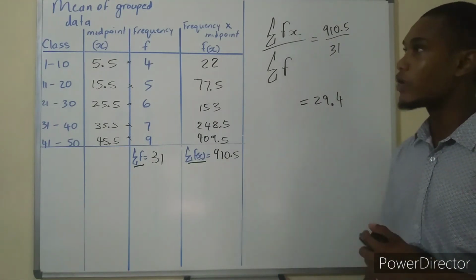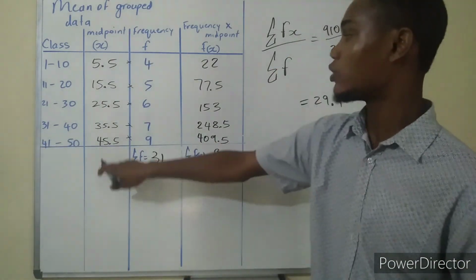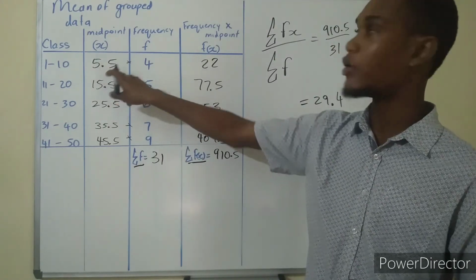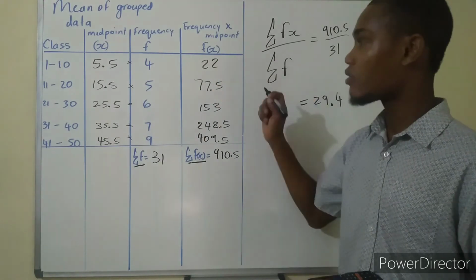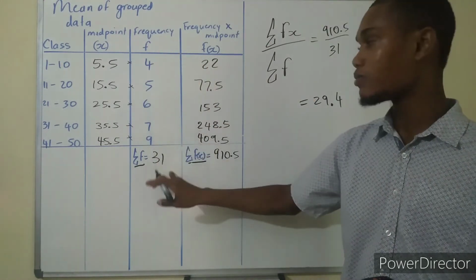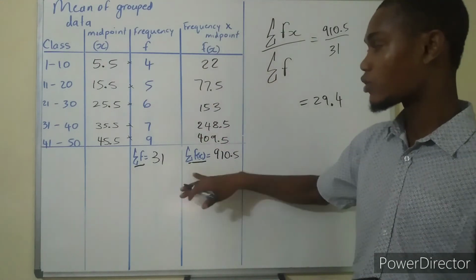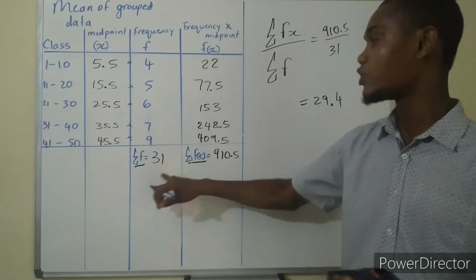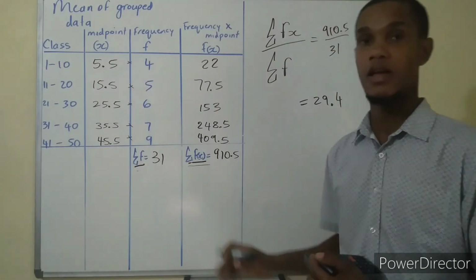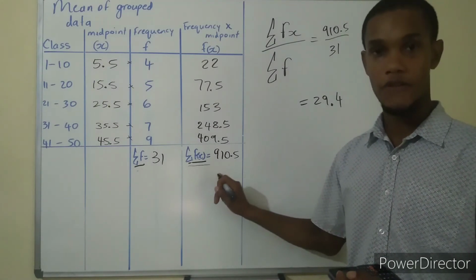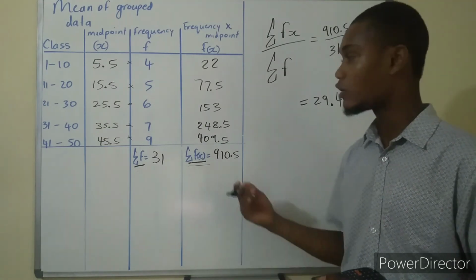So all you need to do is work out your midpoint by adding the boundaries and dividing by 2, and you'll get the midpoint values. Once you have your midpoint, you multiply by the frequency to get the f of x value. When you get those, you add everything in your frequency column to get the summation of f, and add everything in your f of x column to get the summation of f of x. Once you get the answers, you divide the summation of f of x by the summation of f. Ensure the summation of f of x is the one being divided and not the other way around, or you will get the incorrect answer.